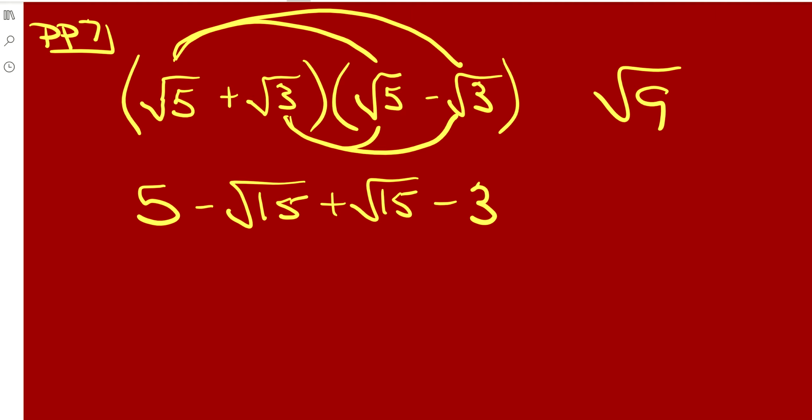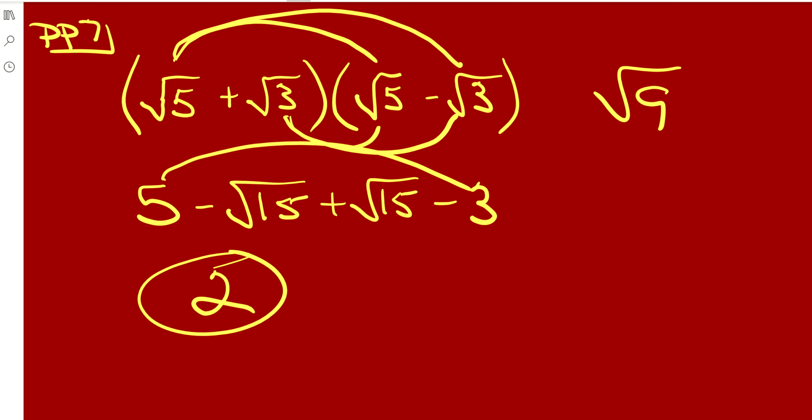All right, then let's add our like terms up. So I got 5 minus 3, and that's 2. And then negative square root of 15 plus square root of 15 is 0. So I'm just left with 2 as my answer. And I think that's kind of fun. Different. All right, that's practice problem 7.